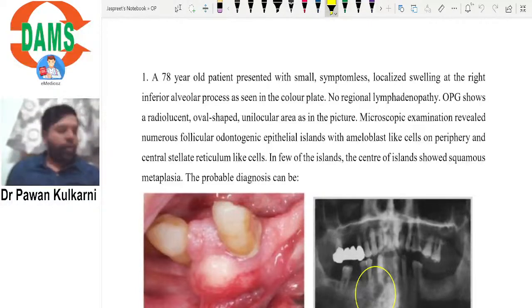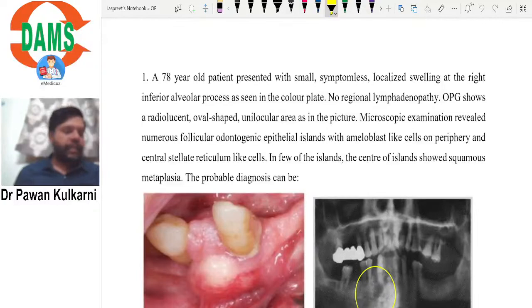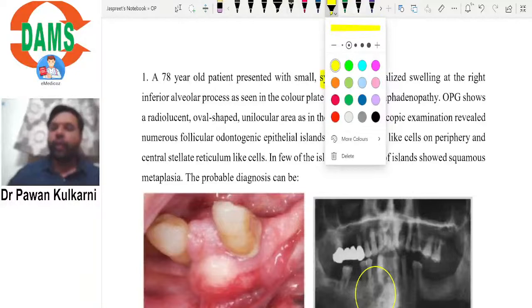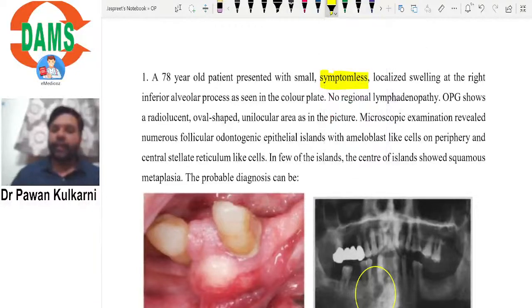Okay, so now coming to the first question here. The first question says that a 78-year-old patient presented with small symptomless localized swelling. Look at the question, try to understand, try to pick up the important points. Symptomless means the patient has got no complaints. It is a symptomless swelling.